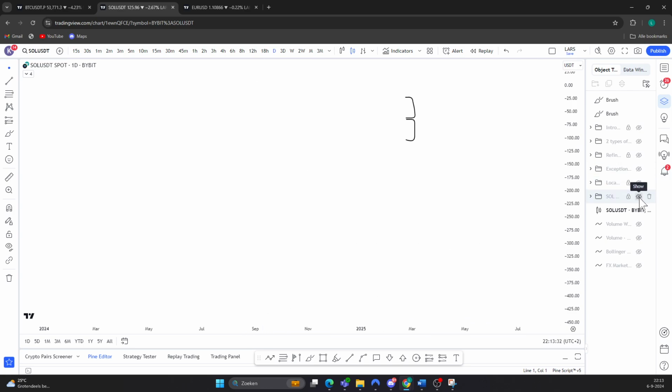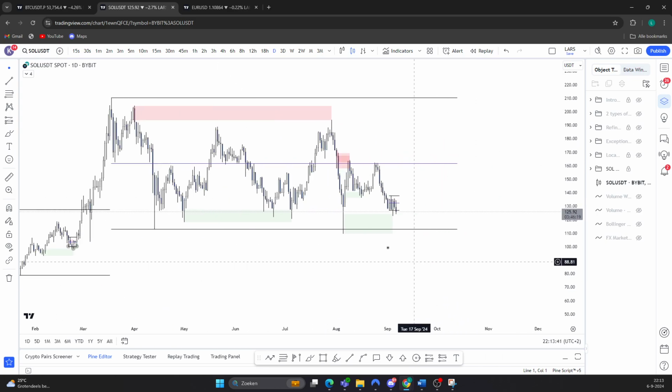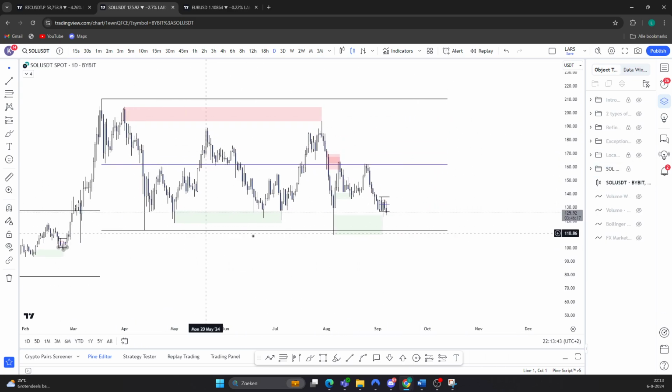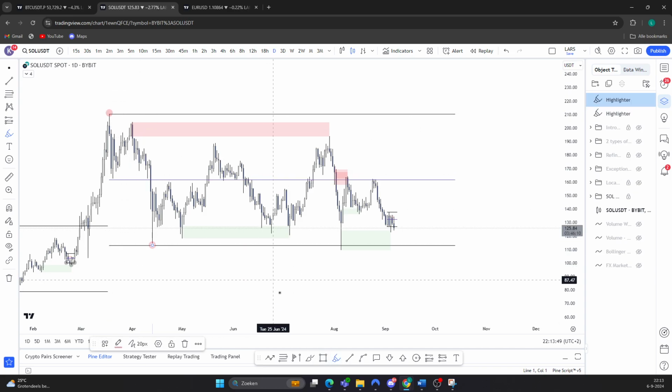So let's apply it to the chart to visualize it. So what we can see right here is I have a range on Solana. We have our range high. We have our range low. Okay, range high, range low.